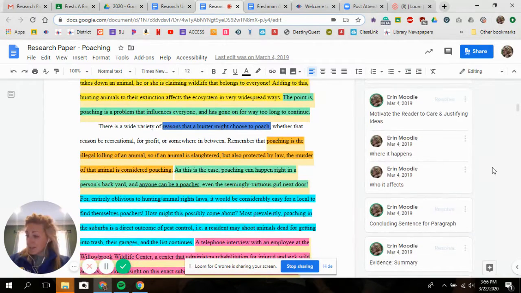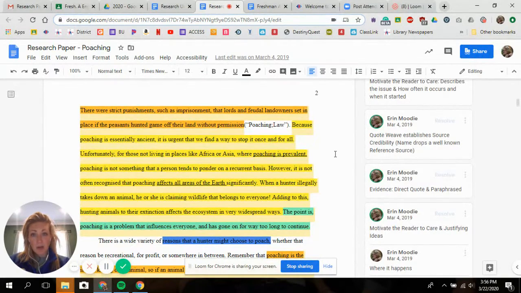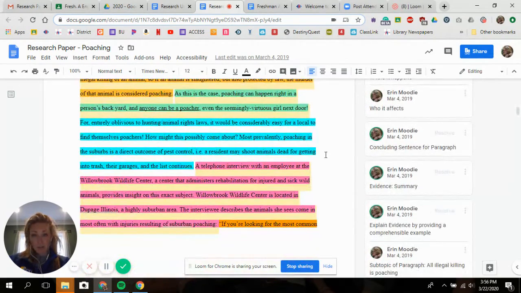Now, as we are looking at page 2, some things they did really well that I wanted to point out are that they used a variety of quote weave styles. At the bottom of page 2, I wanted to show you that they used a complete sentence with a colon correctly.